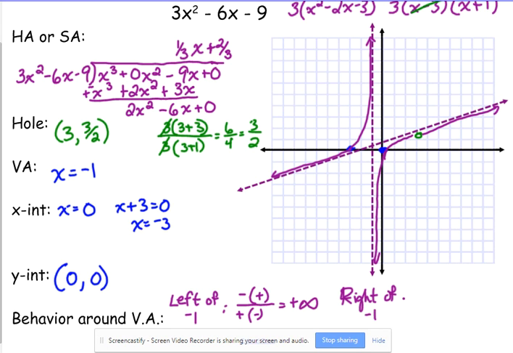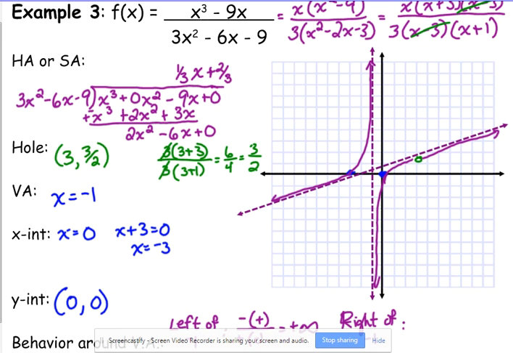Okay. To the right of -1, let's try -0.5. So x is a negative number. -0.5 plus 3 is going to give us a positive. 3 is always positive. And -0.5 plus 1 is positive. So we've got a negative over a positive, which is negative. So to the right, our function is going down. Okay? Make sense?